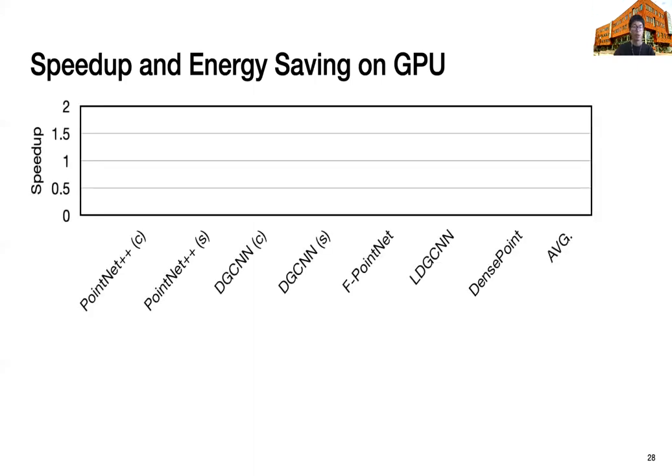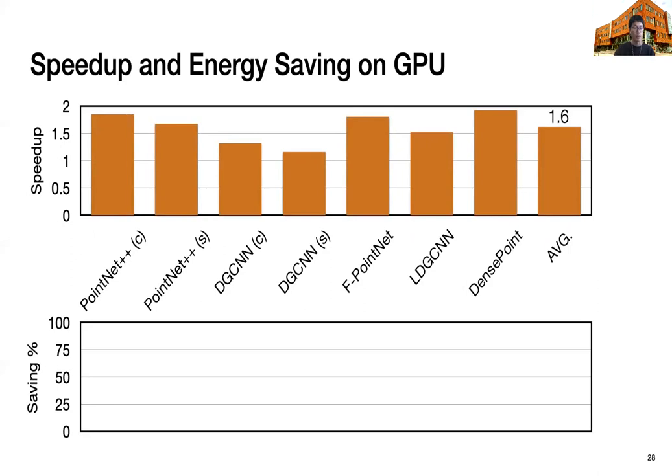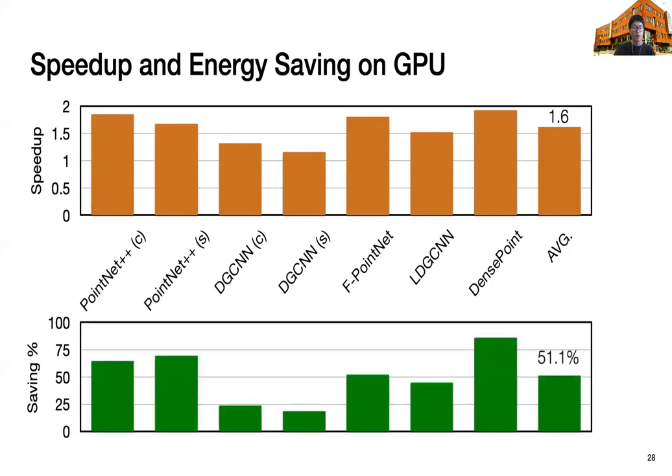Next, we will show the speedup and energy saving on the off-the-shelf mobile GPU, NVIDIA TX2. Notice that the result here doesn't have our new hardware support. We first show the speedup. The x-axis shows different networks, and the y-axis shows speedup. On average, we can achieve 1.6 times speedup. Next, we will show the energy saving. On average, we can achieve 51% energy saving.